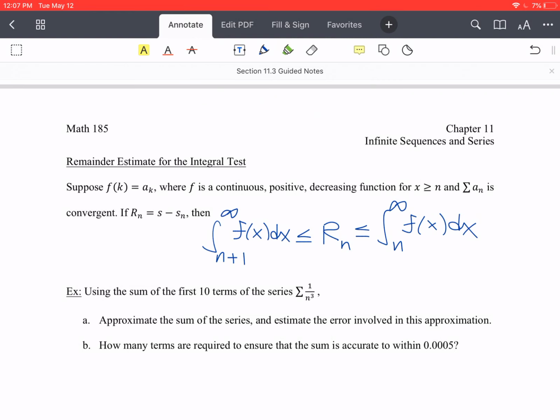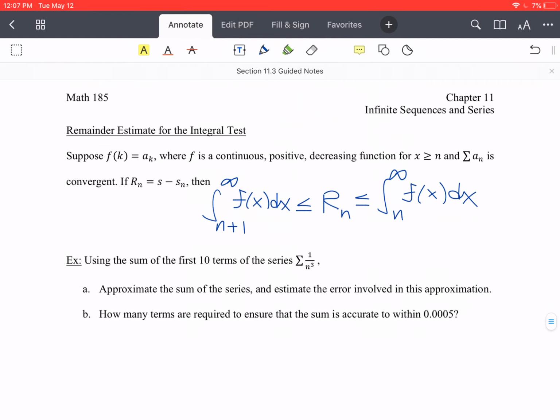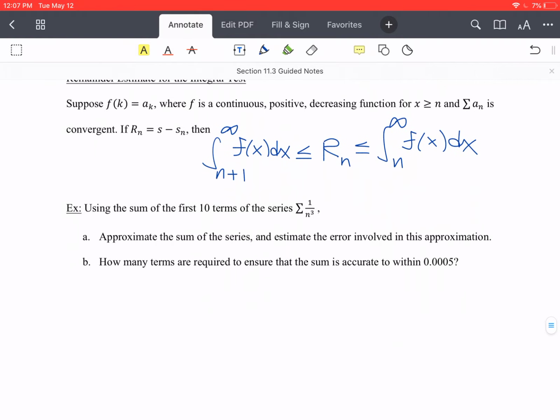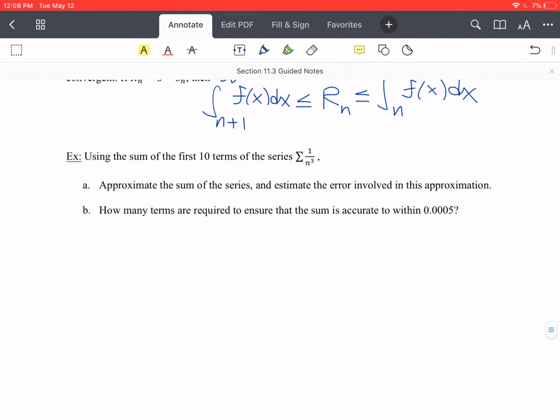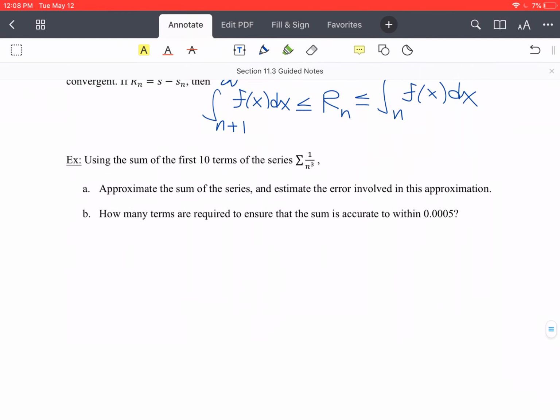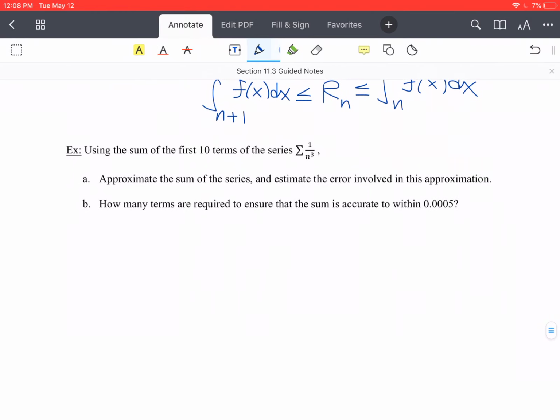So let's look at this example. This is the one we're going to be using for the last couple here. Use the sum of the first 10 terms of the series 1 over n cubed to approximate the sum of the series, and estimate the error involved in this approximation. Then it asks how many terms are required to ensure that the sum is accurate within 0.0005. First thing, before we do any of this, we're going to need to get that improper integral if we're going to solve these problems. So let's get that first before we do either A or B.